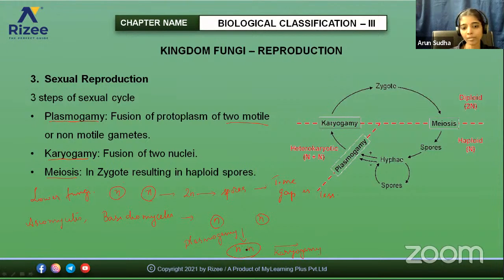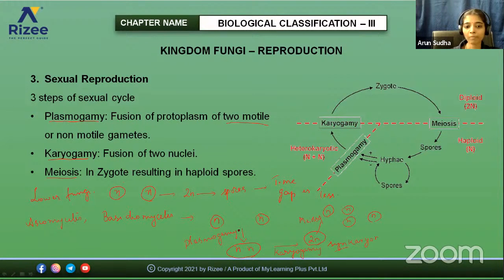After karyogamy, the fusion of the nuclei will happen and results in the formation of 2N. This is called the synkaryon. Syn means united, so they unite to form the same nucleus. Then this will result in the formation of spores. Haploid spores will be formed by meiosis. So the third step is meiosis.